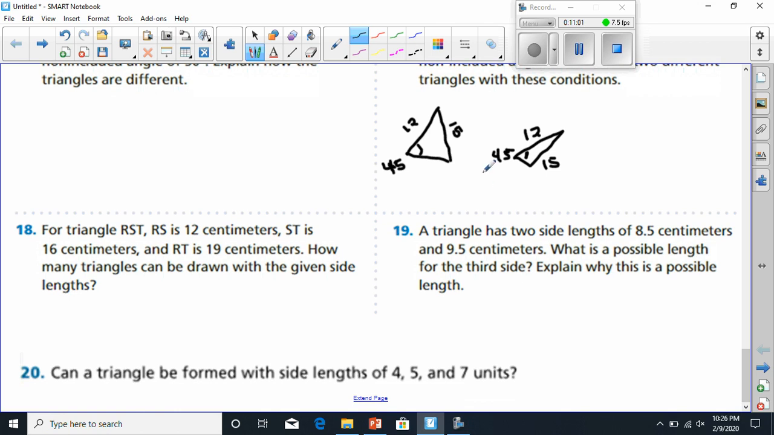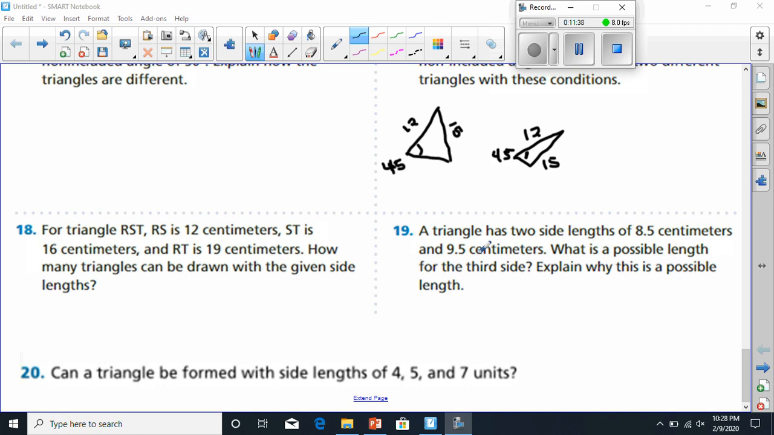Number 19, looks like my last one. The triangle has two side lengths of 8.5 centimeters and 9.5 centimeters. What is a possible length for the third side? Explain why this is a possible length. Well, let's take a good look. On number 19, it says a triangle has two side lengths of 8.5 centimeters and 9.5 centimeters. What is a possible length for the third side? Explain why it's a possible length.